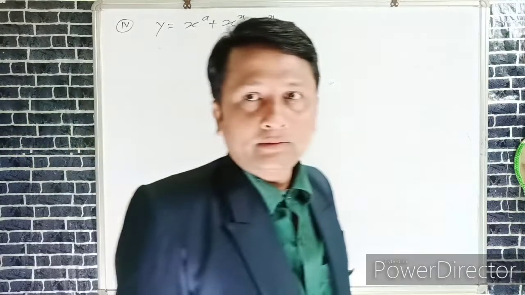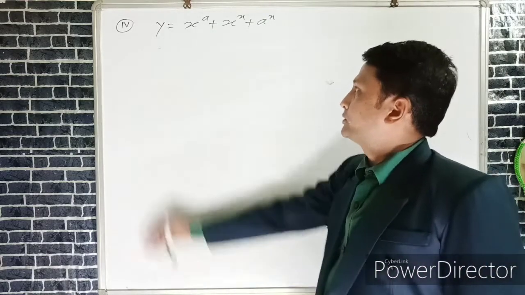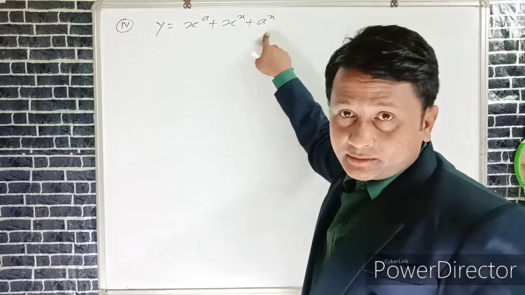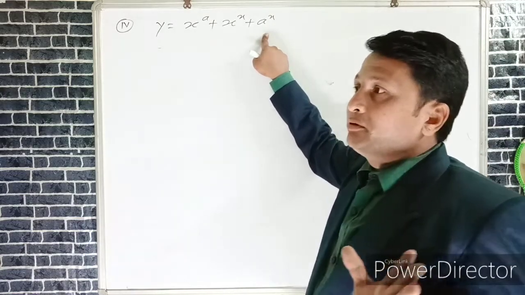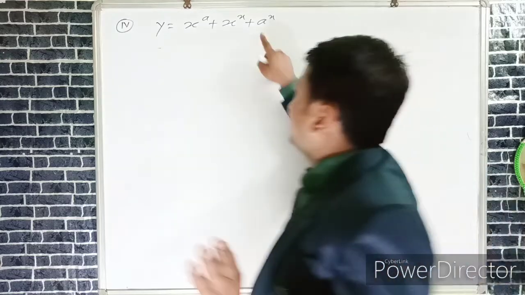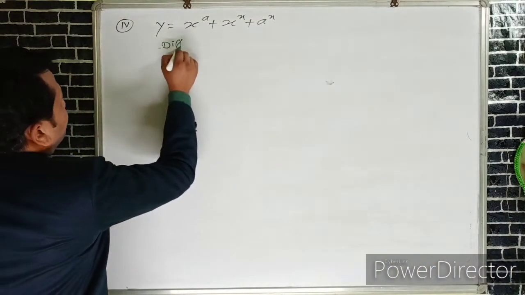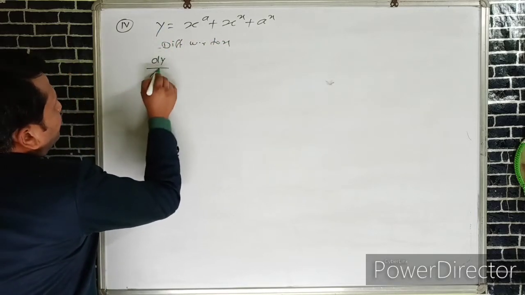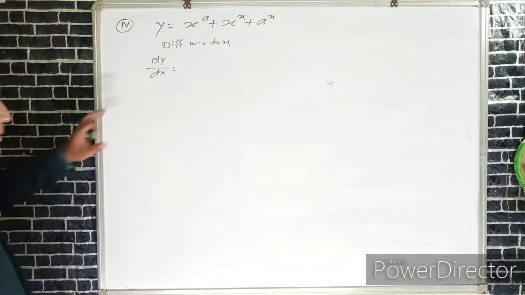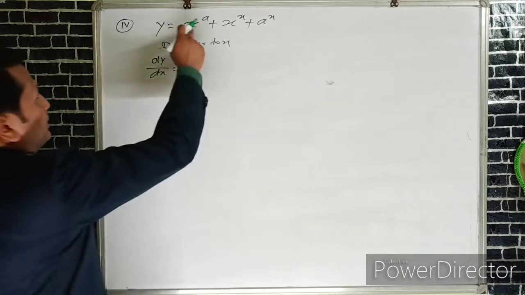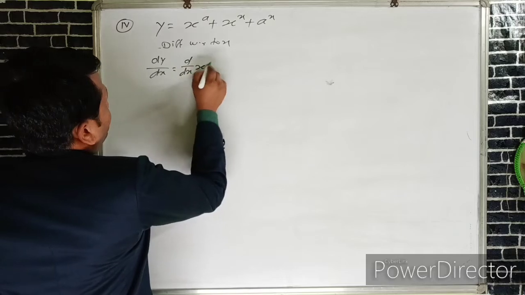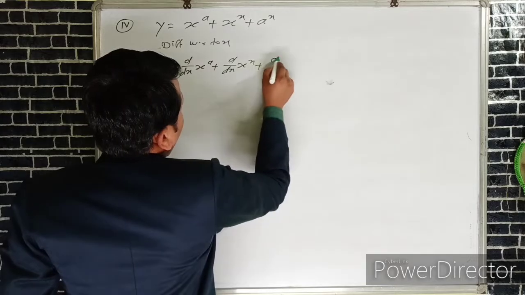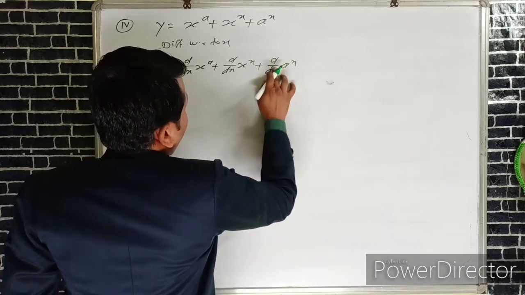The next question, question number 4, is y is equal to x raised to the power a, plus x raised to the power x, plus a to the power x. Here we have to find dy by dx. First we differentiate with respect to x, and the derivative of y is dy by dx, which is the required derivative. We take a separate derivative of each function: x raised to the power a, x raised to the power x, and a to the power x.